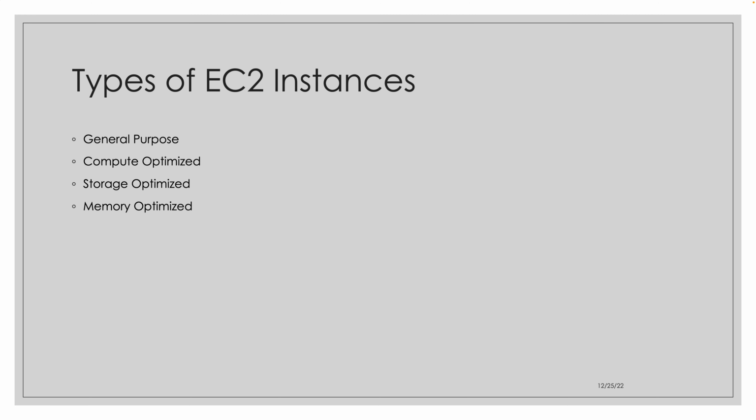The last one is memory optimized. This delivers fast performance for memory intensive workloads and is well suited for high performance databases. There's also an additional one called accelerated computing, which is not seen on the slides as it is not actually a type, I guess to say, but it's accelerated computing. It uses hardware accelerators to expedite data processing, and is ideal for application streaming and graphical workloads. So if you are doing anything that is graphically intensive, you would aim to use an accelerated computing instance.